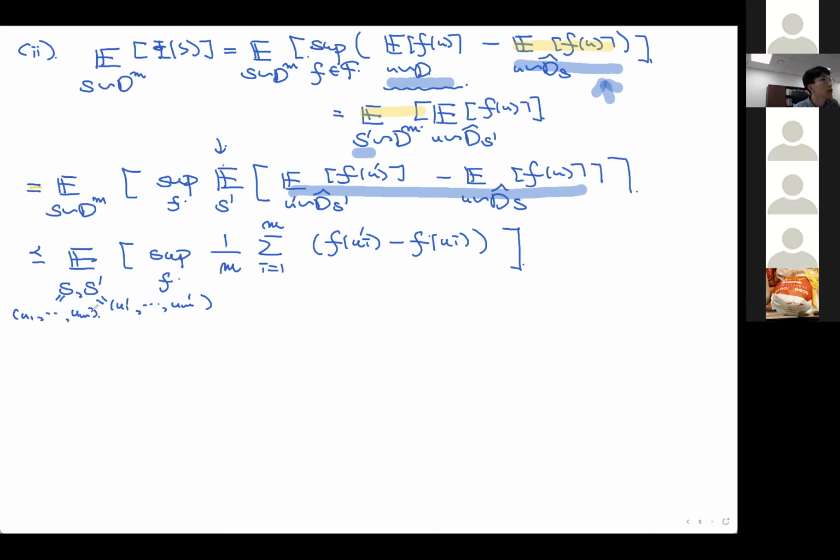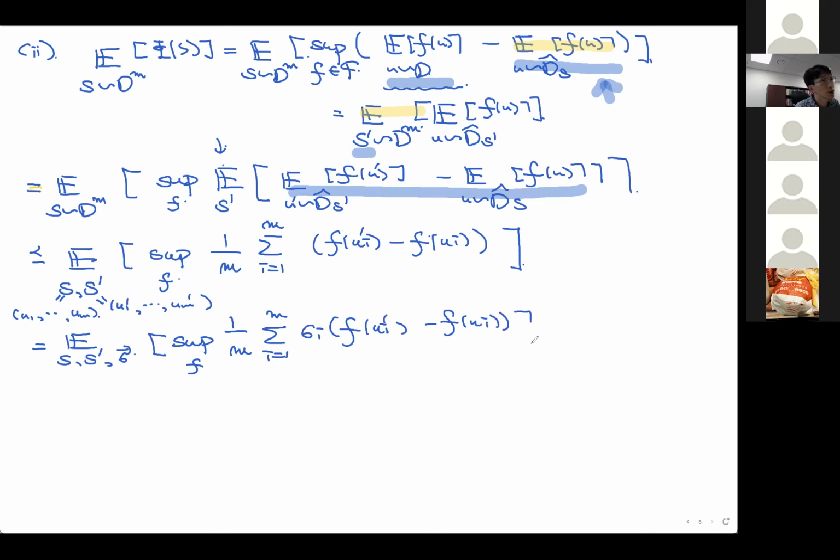Right. So now we are using symmetries. If you have S and S prime, this is actually equal to the following. We will use a Rademacher variable, which is a sample from uniform between minus 1 and plus 1 of size m. Then that is the same as the expectation of the supremum of f, 1 over m, summation of i is equal to 1 to m, sigma i times f of ui prime minus f of ui.